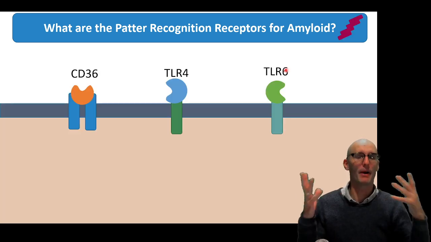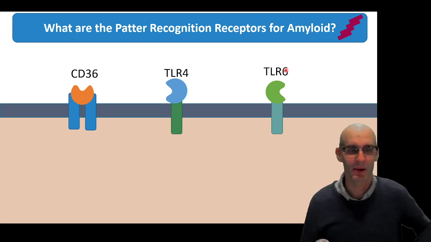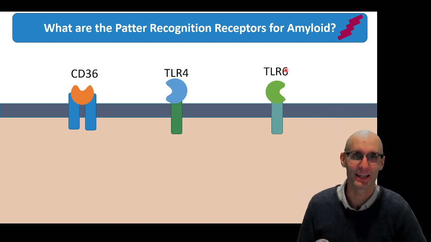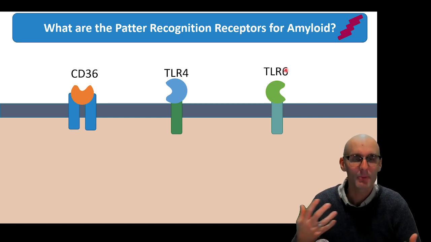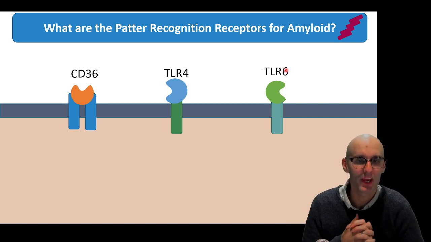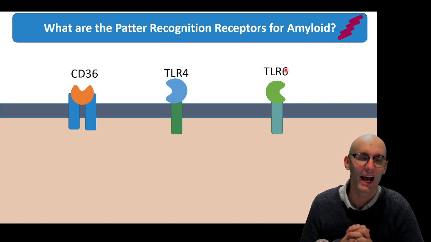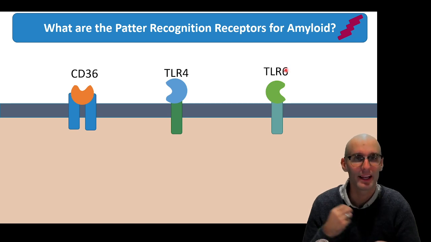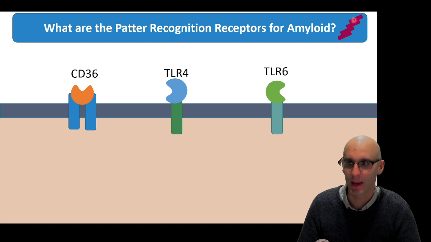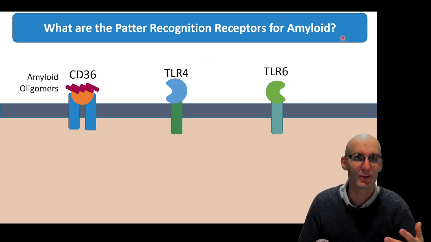I'm going to tell you basically what we've concluded, and then I'll jump into some of the research and how we discovered this. Basically we think the primary signal is this signal here. It requires 3 receptors on the surface of the membrane: CD36, toll-like receptor 4, and toll-like receptor 6. And we think this is what's going to happen. We've got the amyloid up there. It's going to bind to CD36.